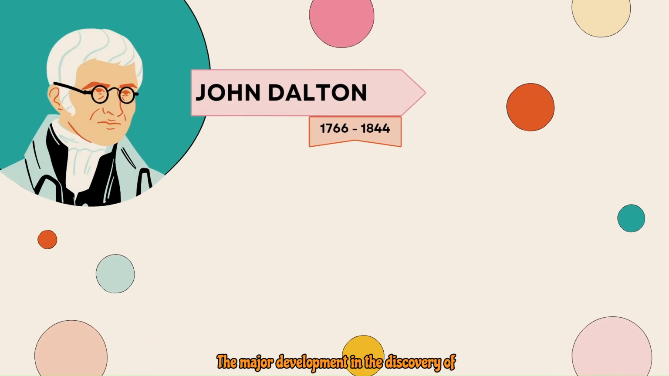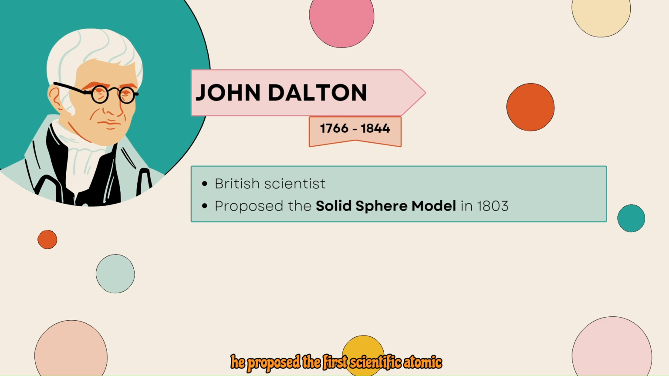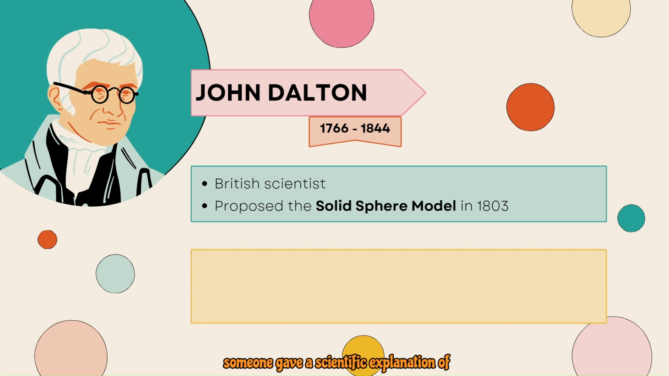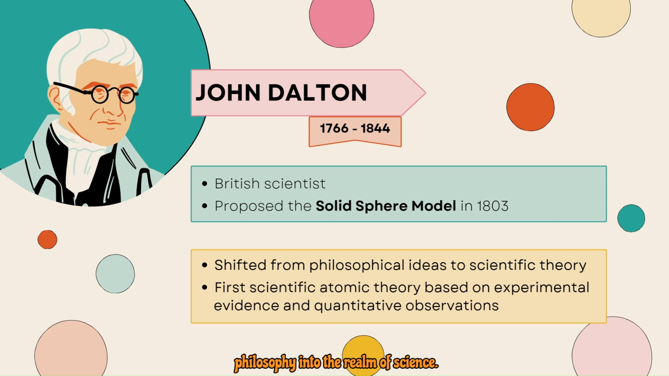The major development in the discovery of the atom came with British scientist John Dalton. In 1803, he proposed the first scientific atomic model, which is known as the solid sphere model. This was the first time someone gave a scientific explanation of atoms, bringing the concept from philosophy into the realm of science.